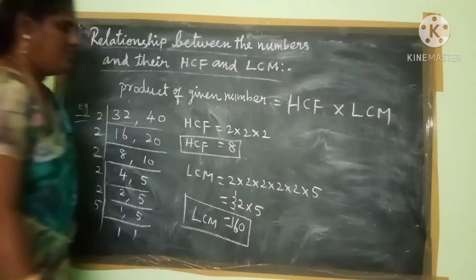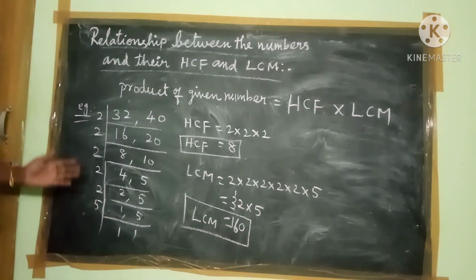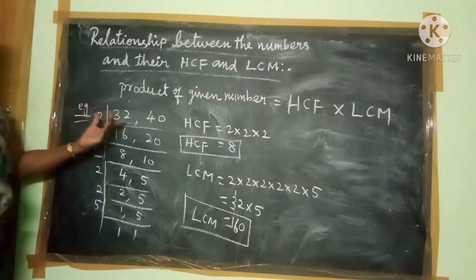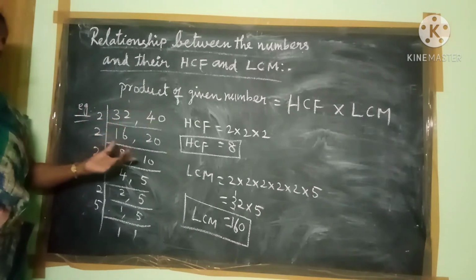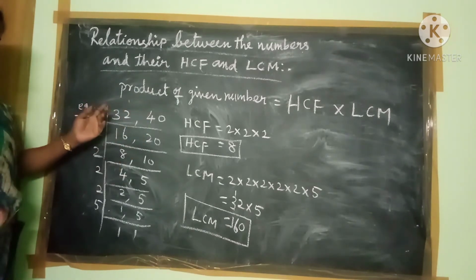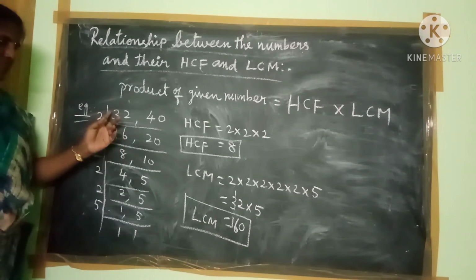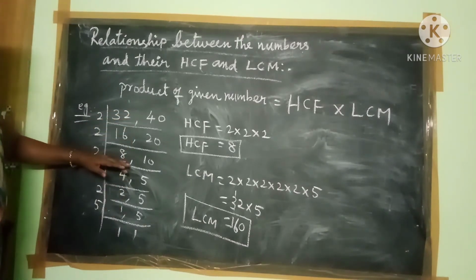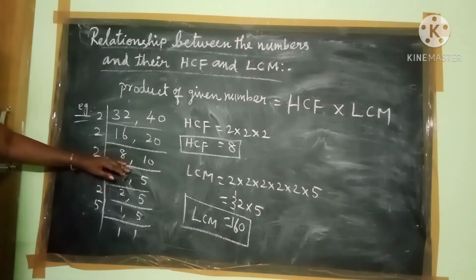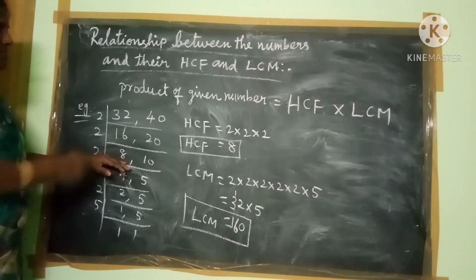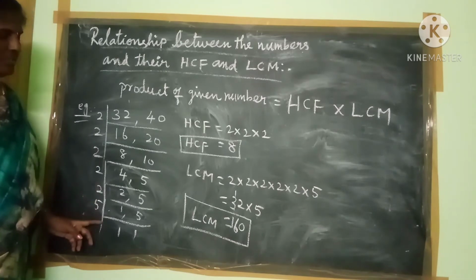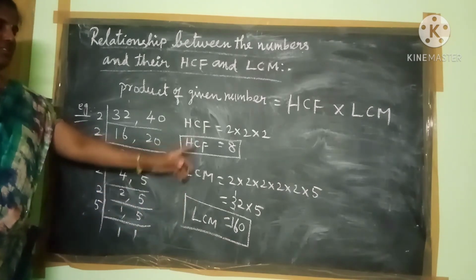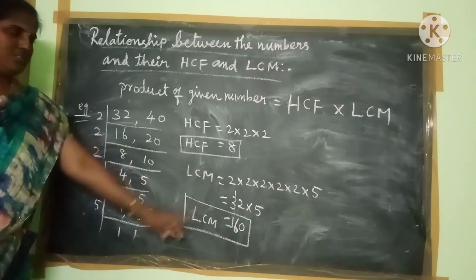Okay, so just see the numbers. First you take the two numbers 32 and 40. First find the prime factorization of the numbers. The first 3 can be used commonly, so take this as the HCF. The other numbers take as the LCM. HCF is equal to 8 and LCM is equal to 160.